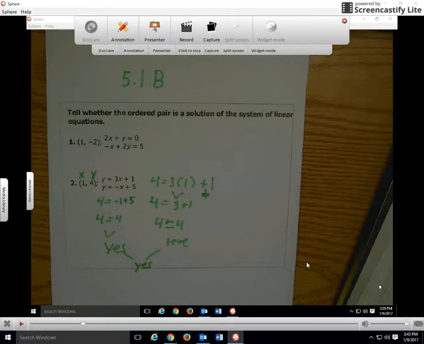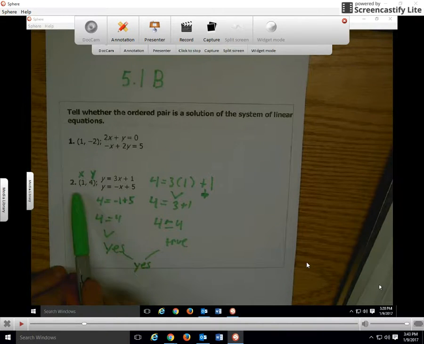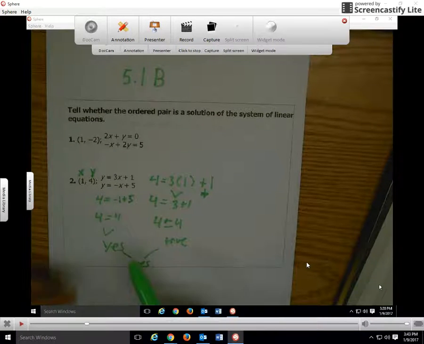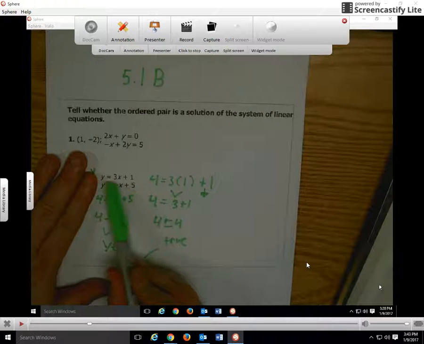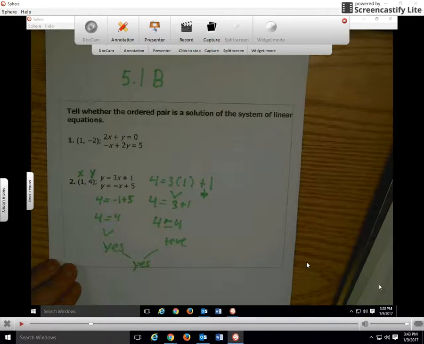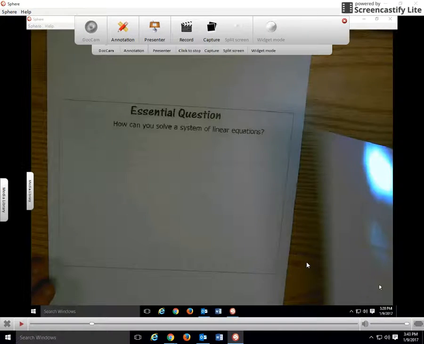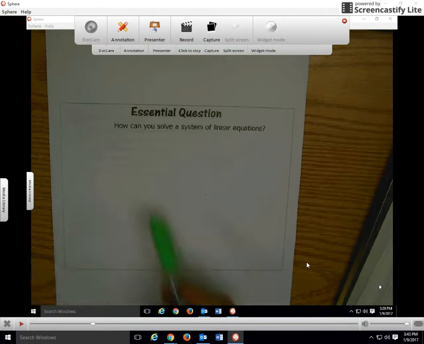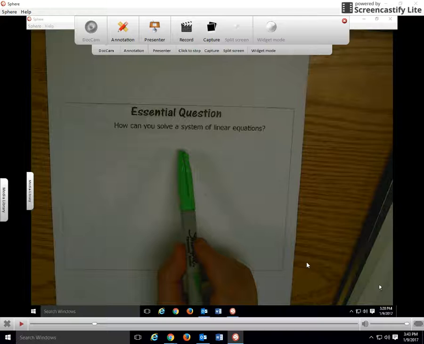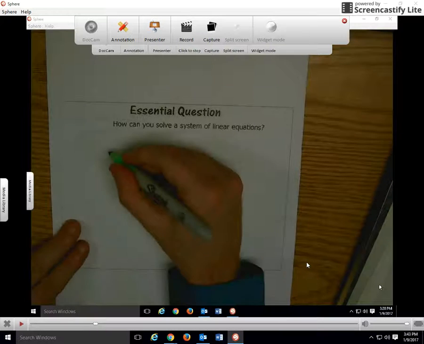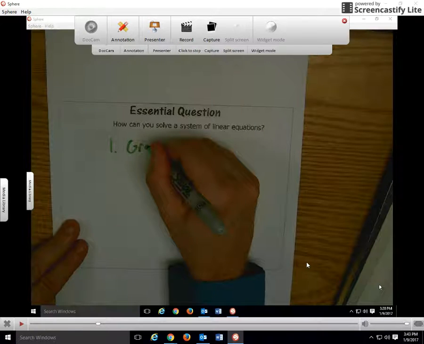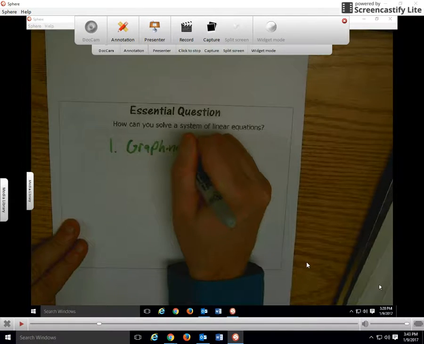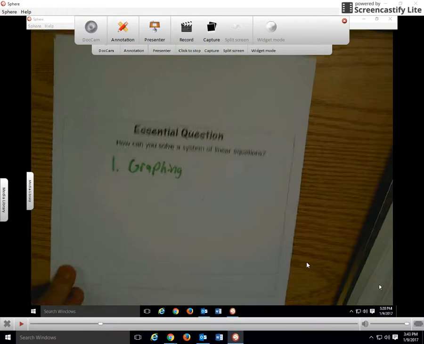Okay, but in this case, they gave us the ordered pair 1 and 4. How can we do it in reverse, if you will? How could we start off with the equations and find an ordered pair that would be a solution? And that's really what we've been studying. We're trying to study how can you solve a system of linear equations? Well, there's multiple ways to do this, but one way is through graphing. That's what we're going to look at today, by graphing.